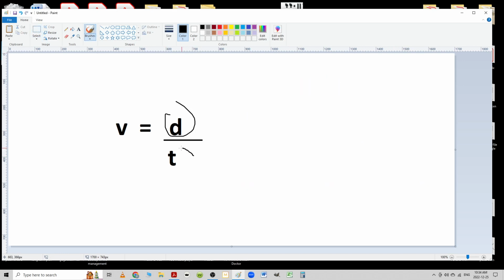ask yourself, when you have a situation where the variable you're looking for is in the denominator, how do you solve it? It must end up in the numerator in order to solve it. And you can't just slide it up. So here's the algebraic solution.